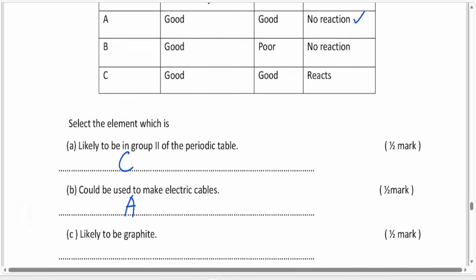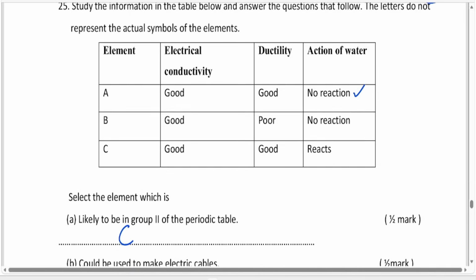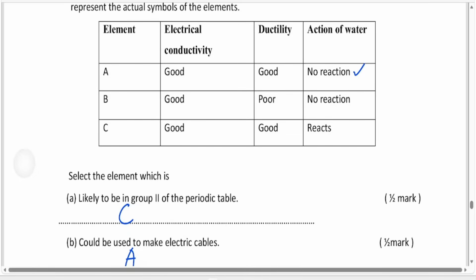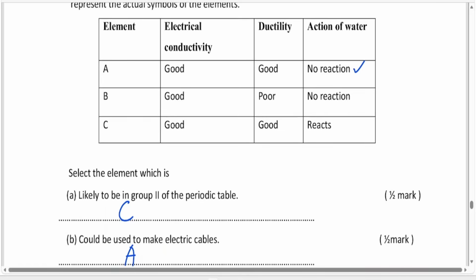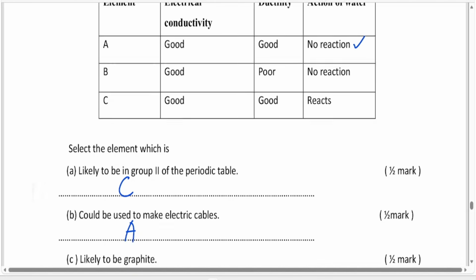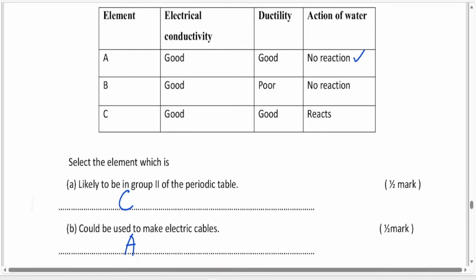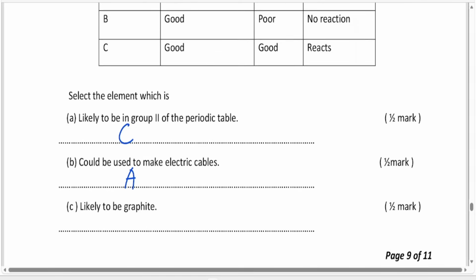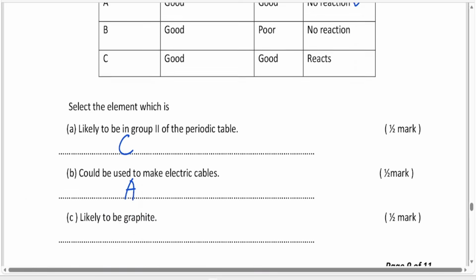Which one is likely to be graphite? Graphite does not react with water, and it does not have ductility. We know metals are ductile and malleable, but non-metals like graphite are not ductile, and therefore the most appropriate is B.